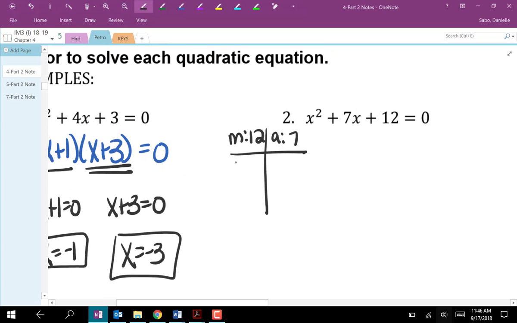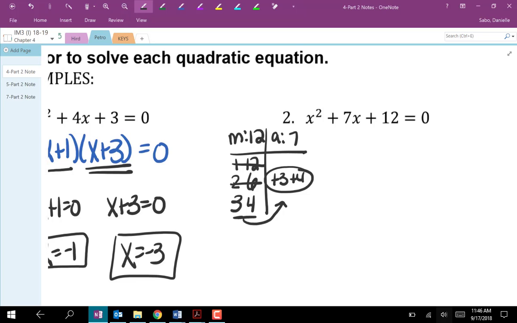So I have 1 and 12 for those that were gone. That's not going to work. Let's do 2. What's 12 divided by 2? 6. That's never going to add to get 7. 6 plus 2 is 8. It's not going to work. Gone. But 3. What's 12 divided by 3? 4. Is that going to add to get 7? Yes. So I'm going to come over here, and my signs are both positive. And we're done with it. Now we actually know what our factors are. We're going to use our magic numbers.